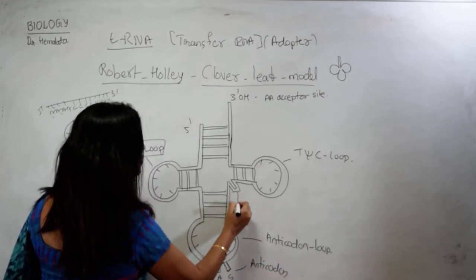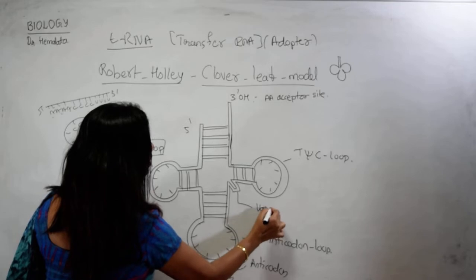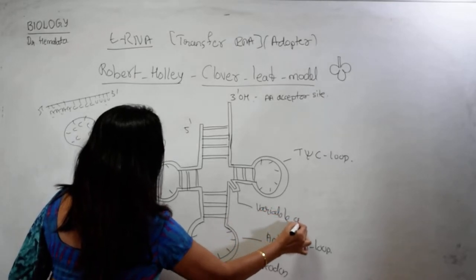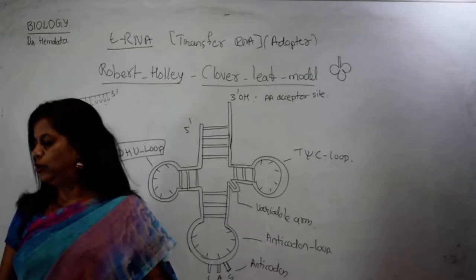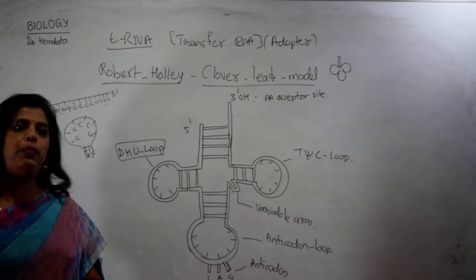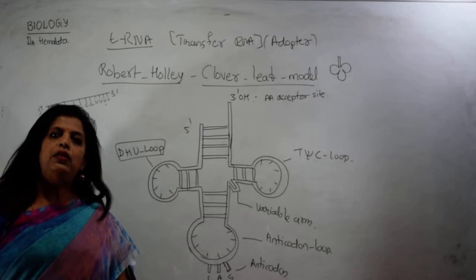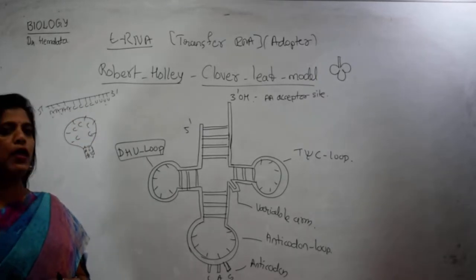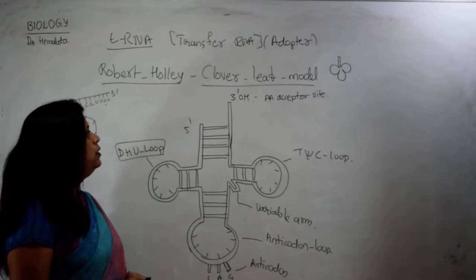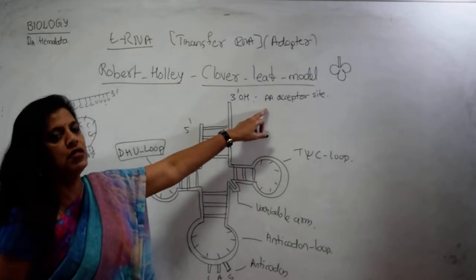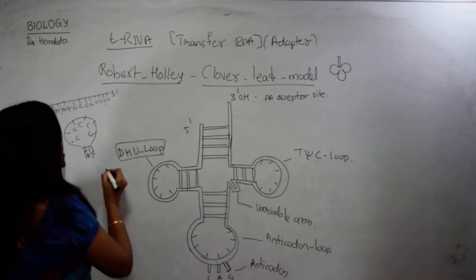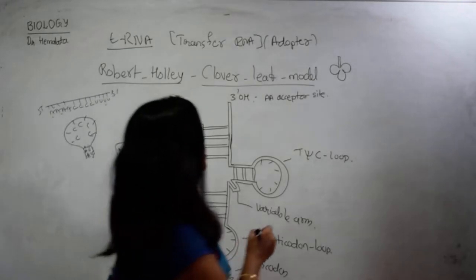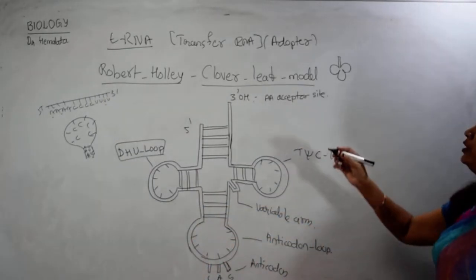Okay? And this we call the variable arm. This is the total structure of tRNA. You have to draw and explain the parts of this. Now let us understand what their functions are. This part is called the amino acceptor site, and this portion DHU is involved in the recognition of amino acids. So let me write here the functions.